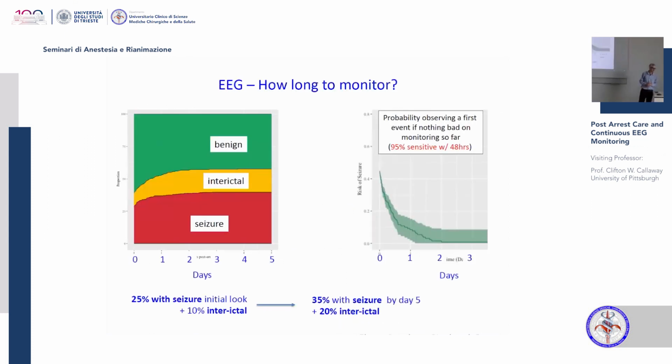And these are data from my colleague, where he asked the question: if I've been monitoring the patient since arrival on the EEG and nothing bad has happened, how likely is it that something bad is going to happen in the future? Which is really the question you need to ask about whether I can turn off the EEG and give it back to the neurophysiologist.